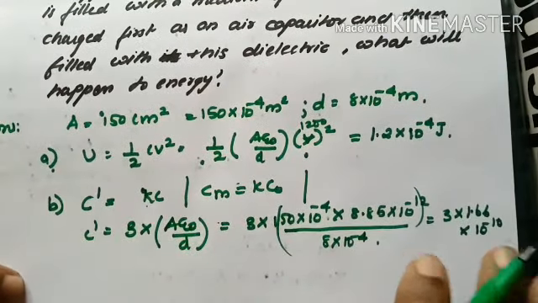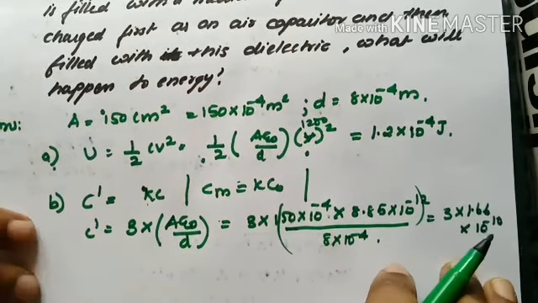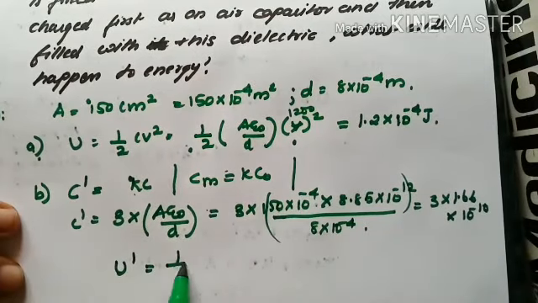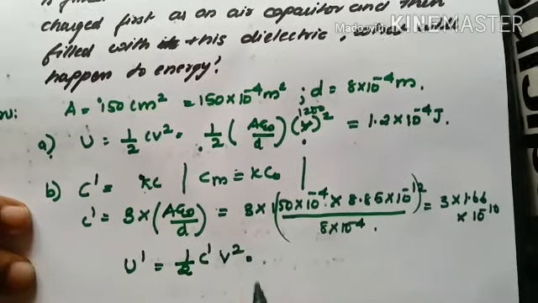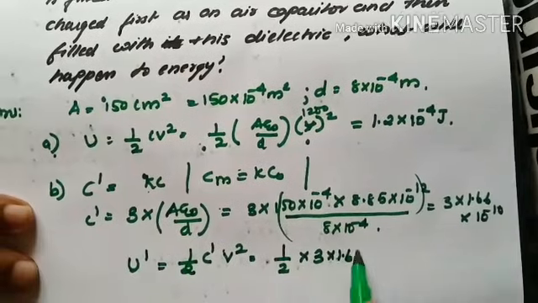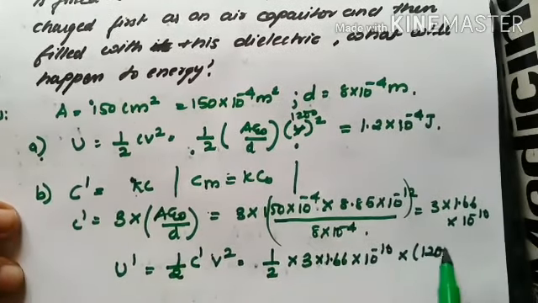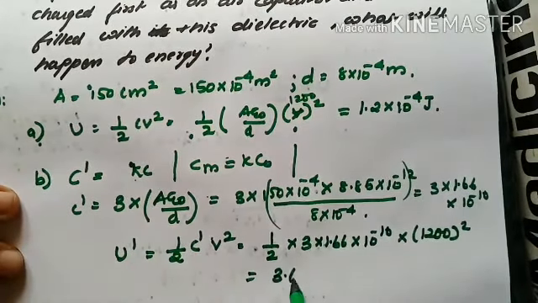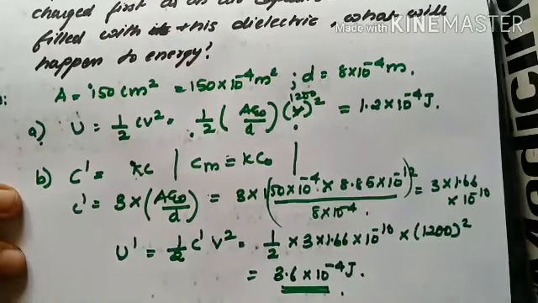Right, now I have not written the calculation because the second part of the question is not for C dash. Second part of the question is for finding new energy. So new energy will be half C dash into V square. That is half into this value. That is 3 into 1.66 into 10 to power minus 10 into V square becomes 1200 square. Calculate it by yourself. You will get around 3.6 into 10 to power minus 4 joule.